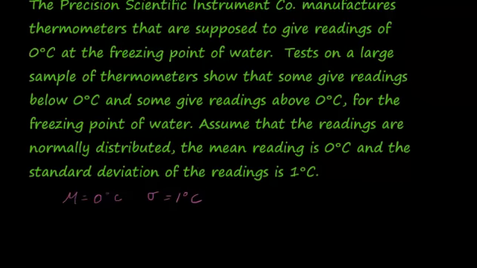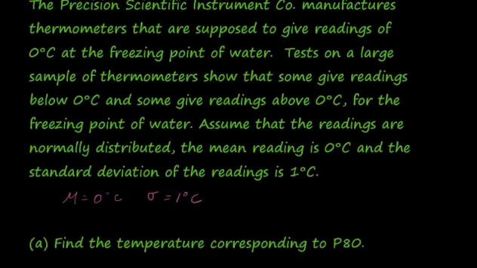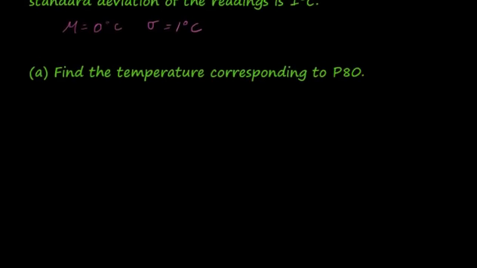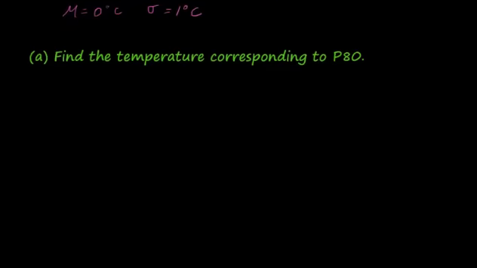Okay, so in part A, we want to find the temperature. Now instead of finding probabilities, we're going to find the temperature corresponding to P80. Let's recall that P80 is the 80th percentile. So this is asking us to find the temperature at which 80% of the thermometers have readings below that. Remember, if they're at the 80th percentile, 80% are below that. And again, because our mean is 0 and our standard deviation is 1, that's the same as our z-scores.